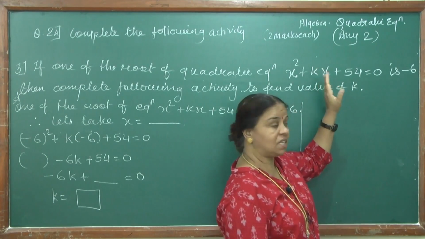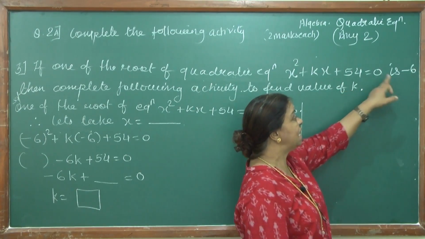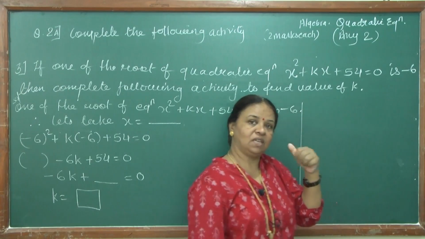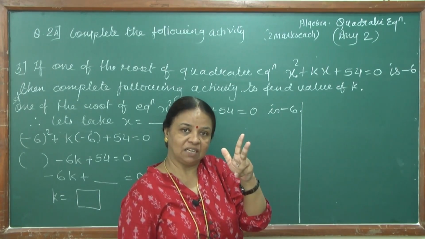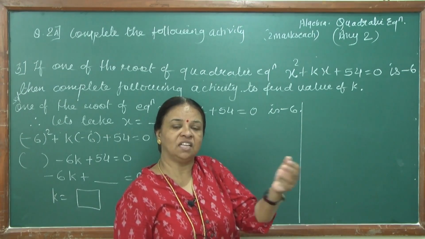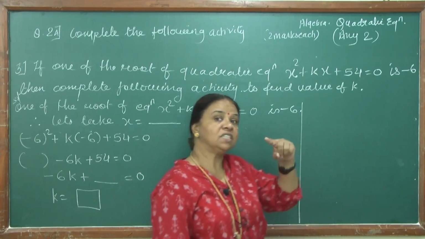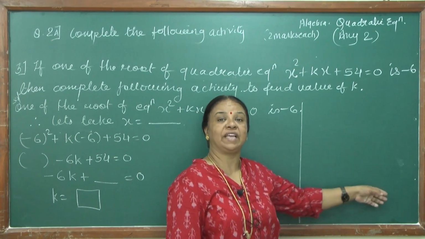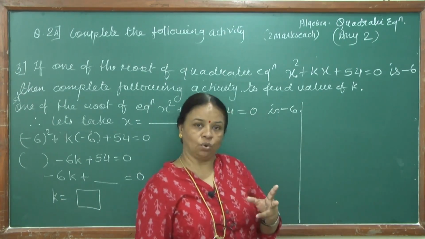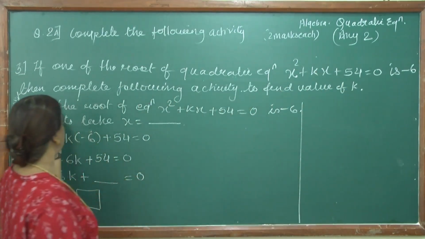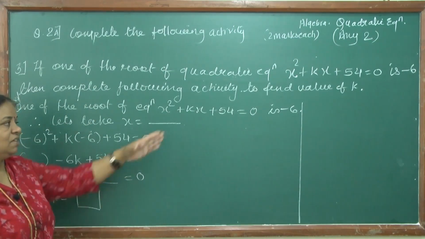The equation is x square plus kx plus 54 equals 0, and one root is minus 6. There are always two roots, one is alpha and one is beta. Any quadratic equation always has two answers because its degree is 2. We get x is equal to this or x is equal to this. So one of the roots is minus 6. Then we need to complete this activity to find the value of k.